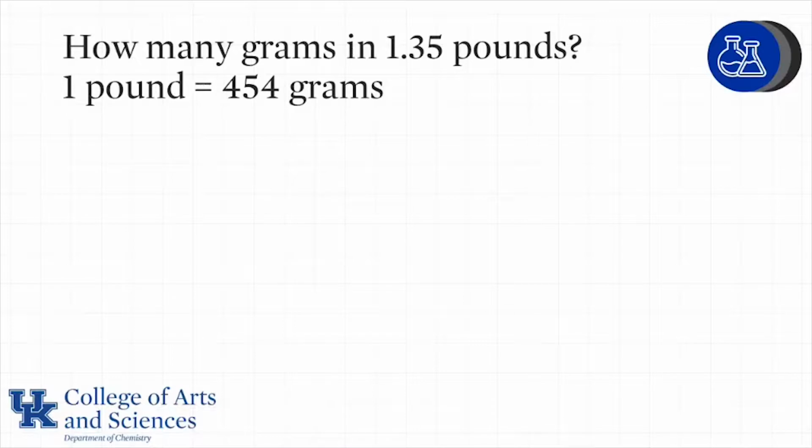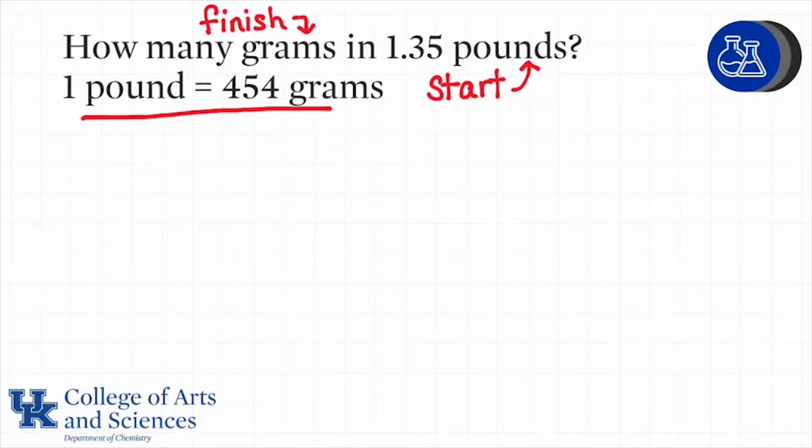This is something you'll be expected to know before we get to the exam, but right now it's given to you. First, we want to look for our starting units, which in this case is pounds because that's the value that's given in the question. Then we identify the units we want to finish with, which is grams, because it's asking how many grams. And we're given this relationship, 1 pound equals 454 grams.